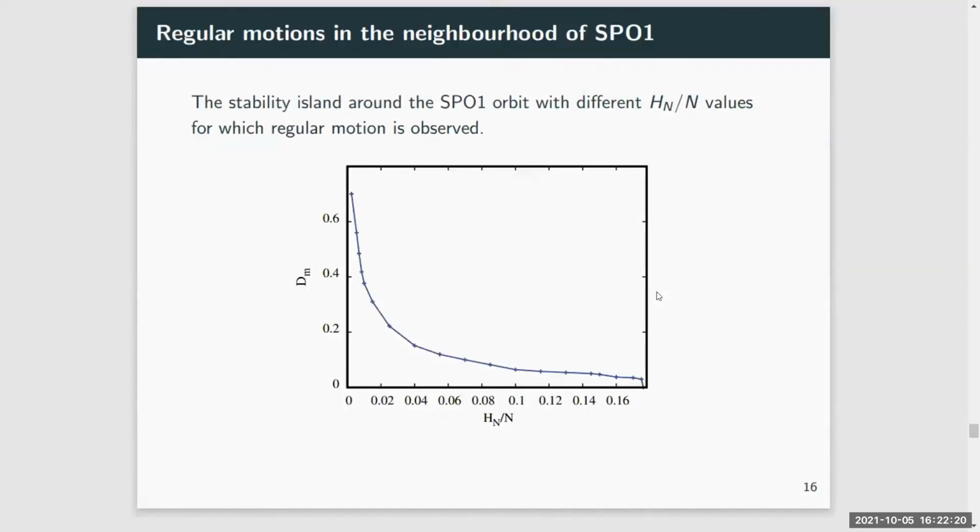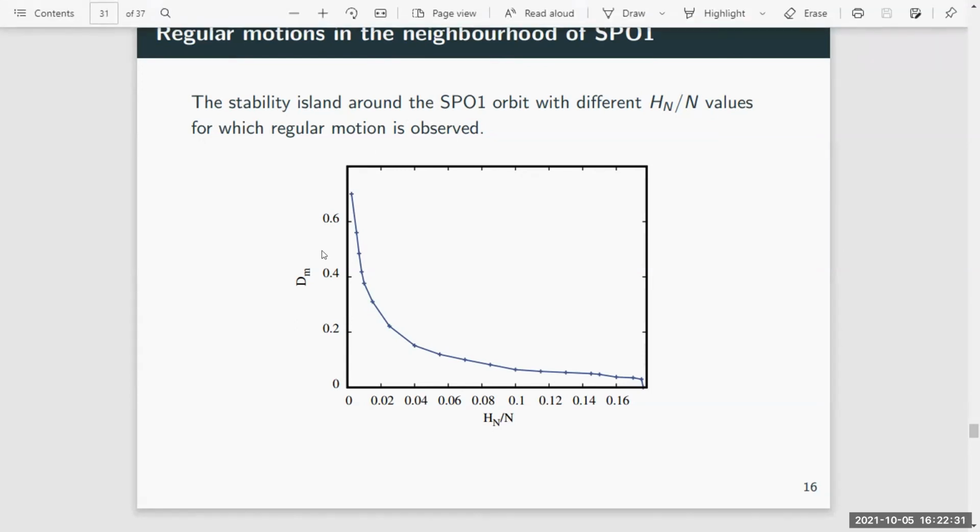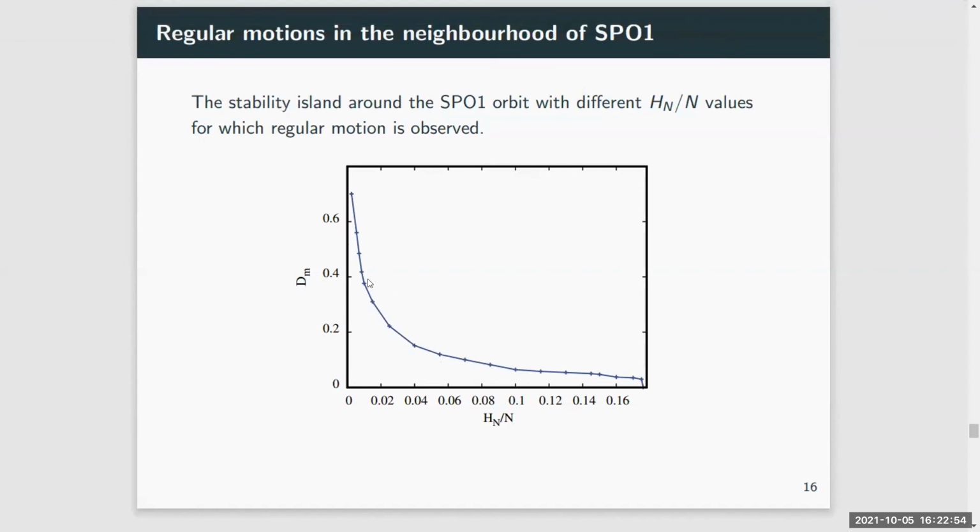So we try to estimate the extent here in order to see how GALI values change when we increase the orbit's energy density. We begin by estimating the size of the stability island around the SPO1 orbit with different energy per particle, by finding the largest D value for which regular motion is observed. So the size of the stability island decreases as the energy grows and vanishes when we reach the destabilization energy. If you remember, it was around 0.176 here. Thus, the region below this curve corresponds to regular motion.